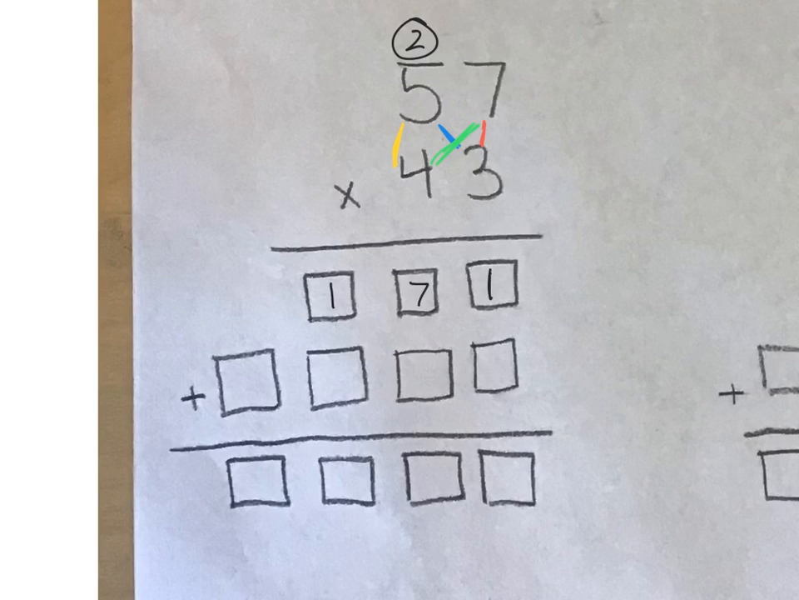Now I'm done with my 1, so I'm going to get rid of all my regrouping that was done above. And since I'm multiplying by my 10s, I'm going to put that 0 placeholder down below, because anything multiplied by a multiple of 10 is going to have a 0 in the ones place.